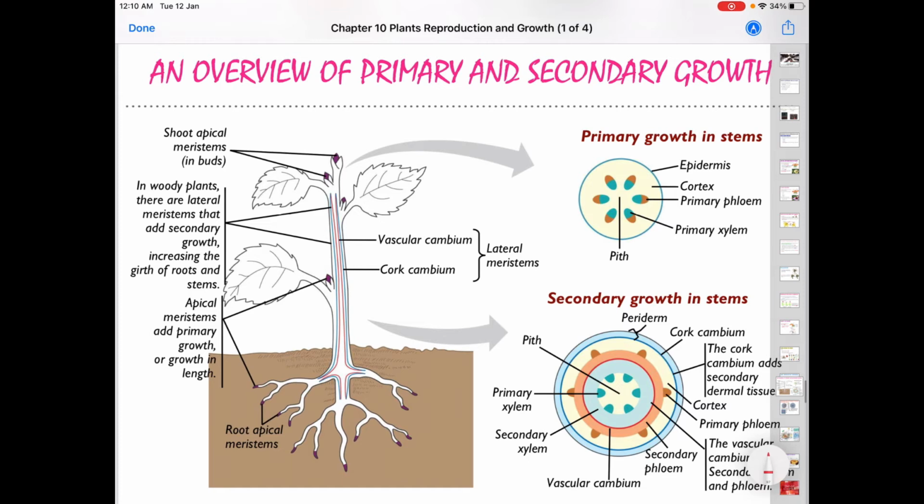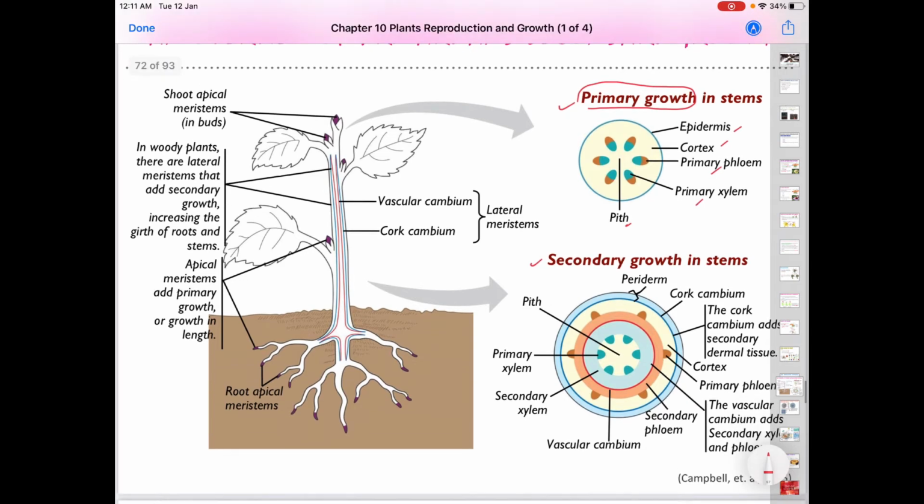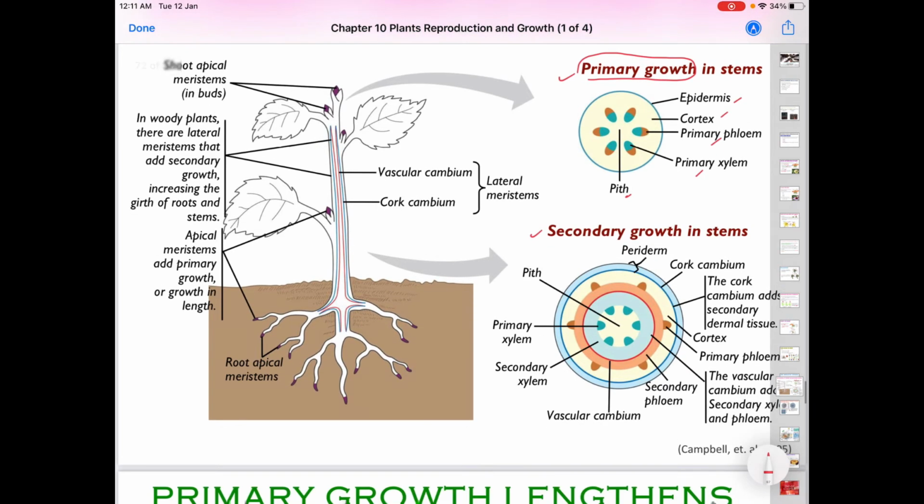So this is an overview of primary and secondary growth. In primary growth, the tissues normally include the epidermis, cortex, primary phloem, primary xylem, and the pith. Normally herbaceous plants do only primary growth. But woody plants normally have primary growth and later go on to secondary growth, where they increase in their diameter or thickness.